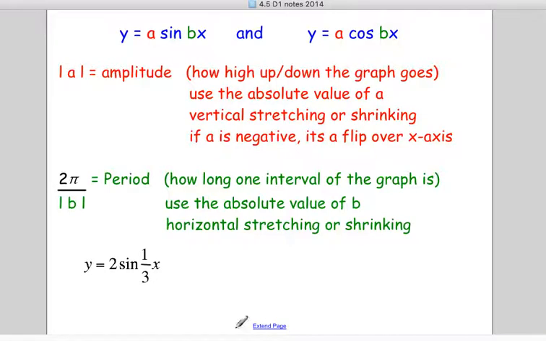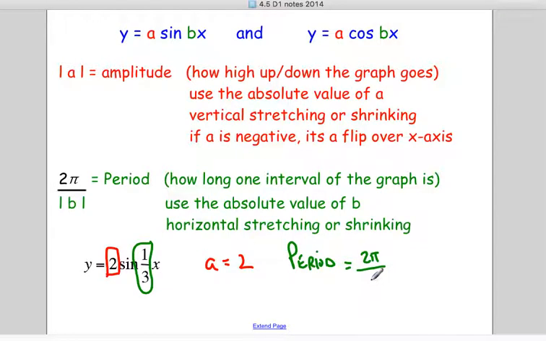So, for example, here we've got a 2 that's out in front. That's the amplitude. Our amplitude in this case is a 2. If we want to find the period of this graph, we're going to take 2 pi and divide it by the value of b. The value of b is 1/3. Okay, so instead of dividing by a fraction, I'm going to multiply by the reciprocal. So now the period is 6 pi.